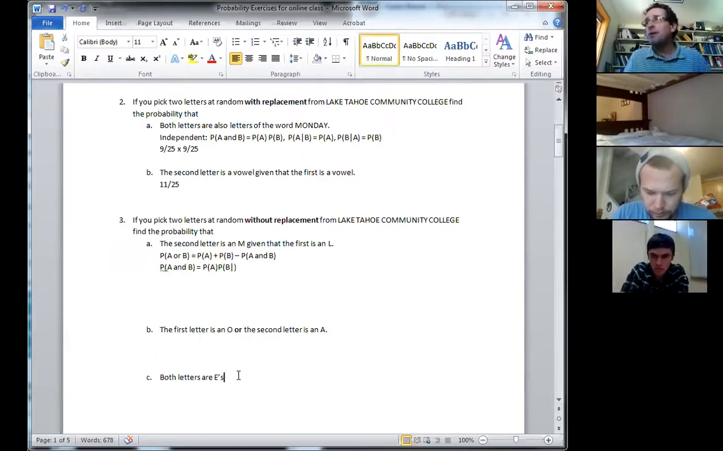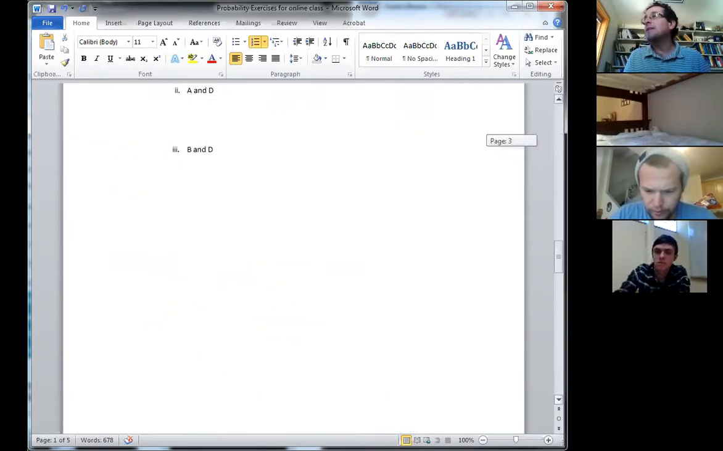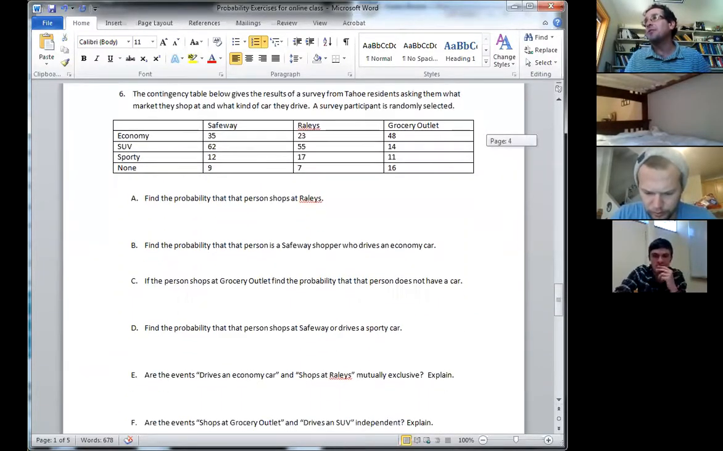What is the probability that both letters are E's? Actually, I think I'm going to skip this one because we don't have much time yet, and I want to get to contingency tables. That's the last thing I really want to do. So I have a new set of questions, and they're quick, but we have to do them.